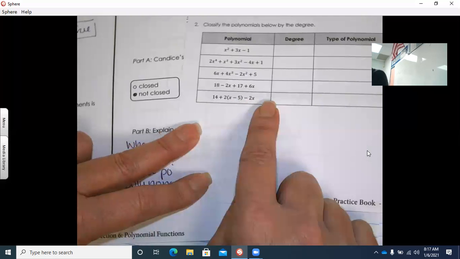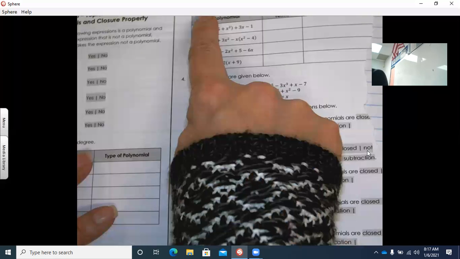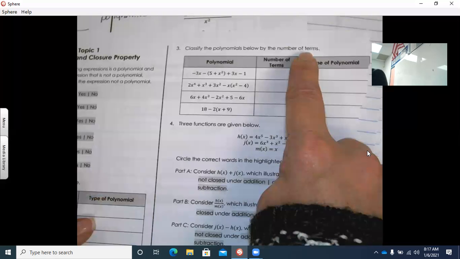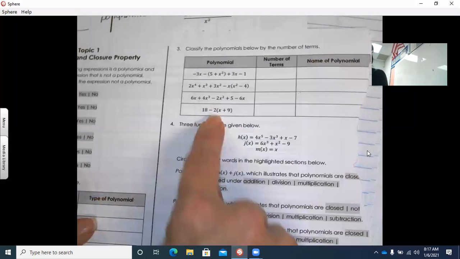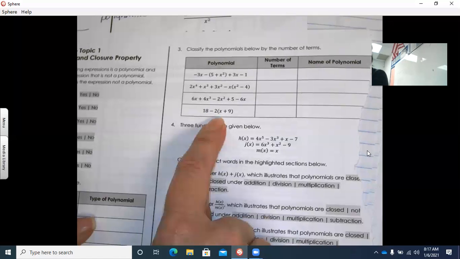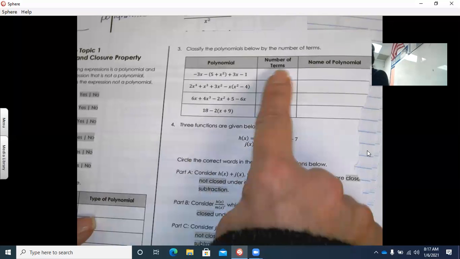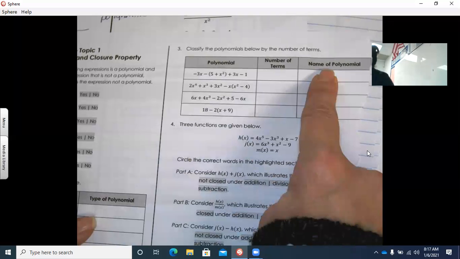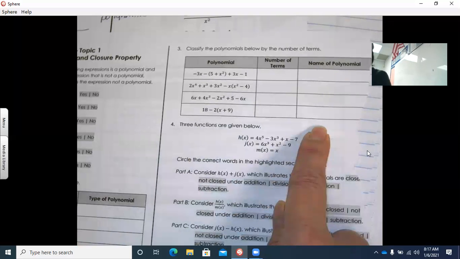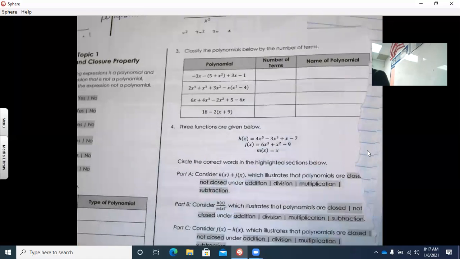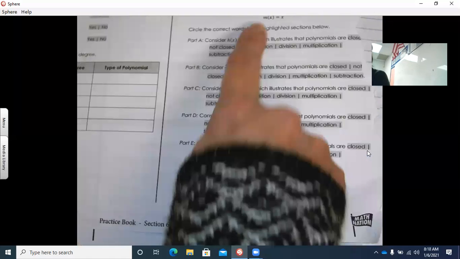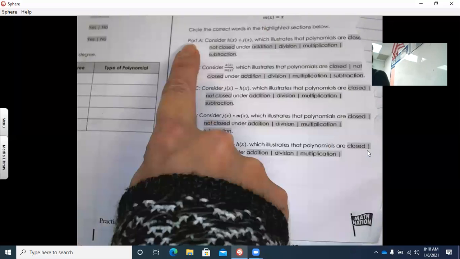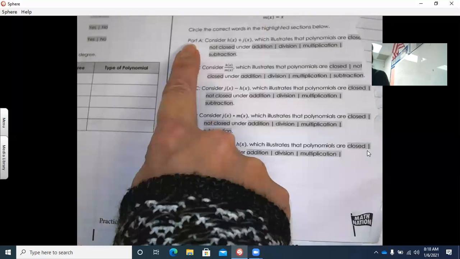Part 3, on this one, you classify the polynomials based on the number of terms. I think all of these can be simplified. So simplify before you classify. Once you simplify, it just wants to tell how many terms and the name based on how many terms. Okay, it doesn't want both names, just the name based on terms. You got to simplify it first. And then number 4, it gives you these 3 functions and it wants to know you circle either closed or not closed, and then addition, division, multiplication, subtraction, whatever. Okay?